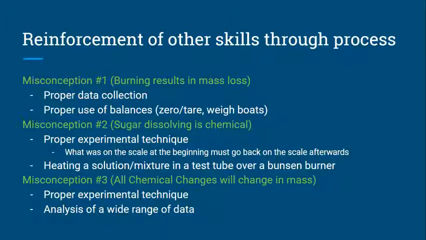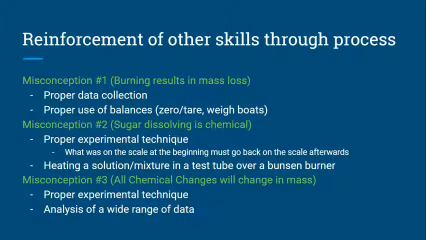As we go throughout misconception number two, the dissolving sugar to determine if it's chemical or physical change, one of the most important things is proper experimental technique. So it's something as simple as what you put on the scale at the beginning in terms of equipment should go back on the scale afterwards. So when we dissolve the sugar cube into water, we use a watch glass resting over the top of the beaker, and then we put the sugar cube on top of the watch glass so we get the mass of the entire system, and then they tip up the watch glass to drop the sugar cube into water.